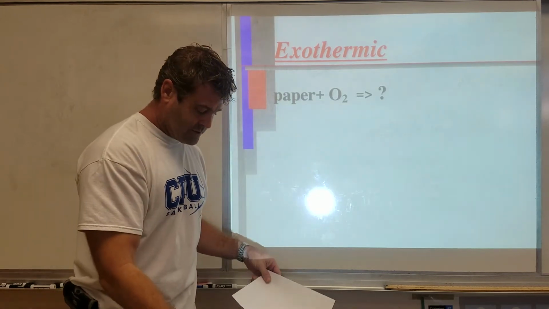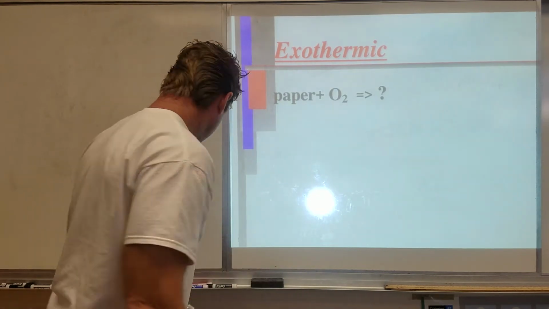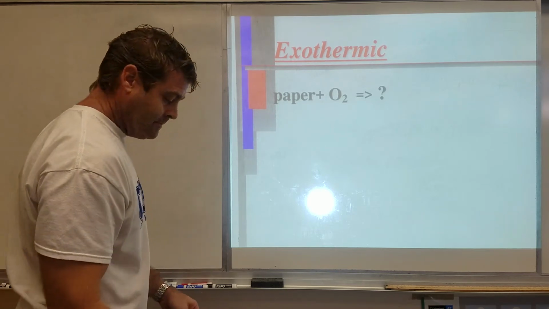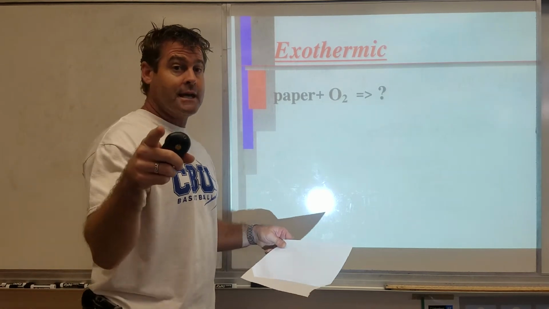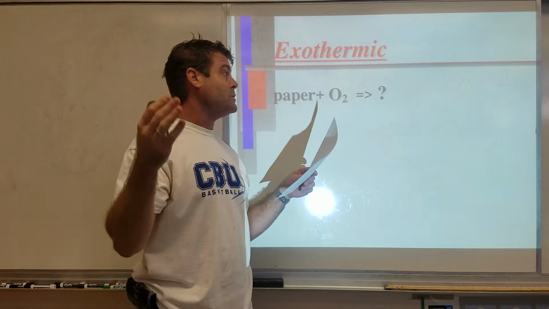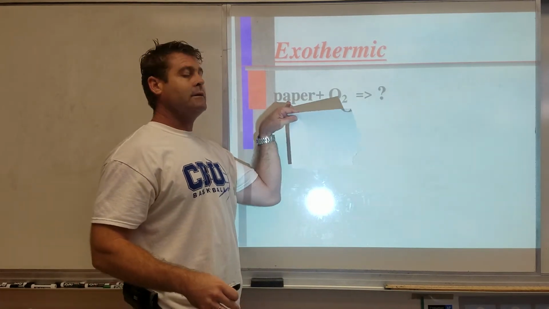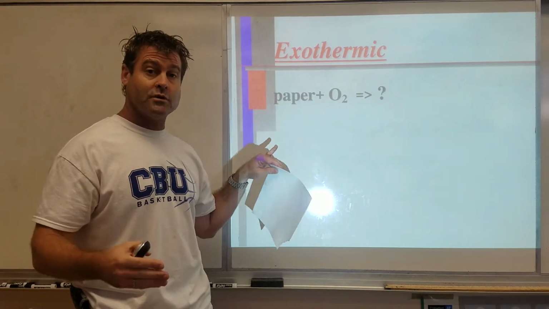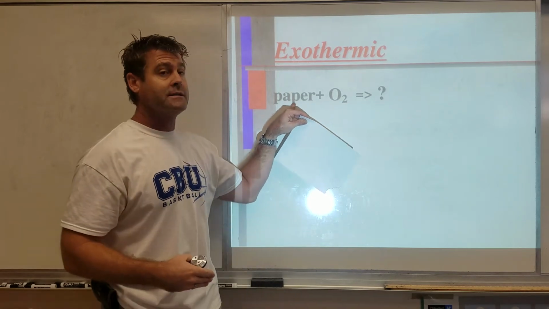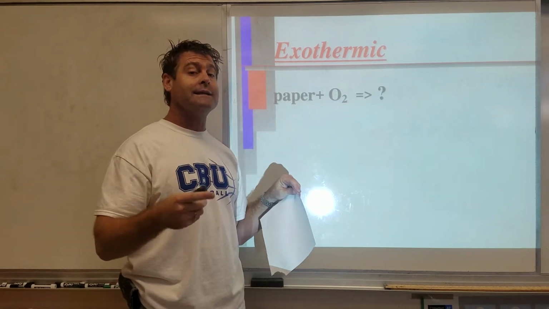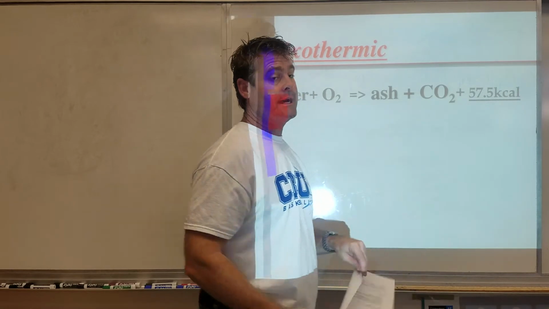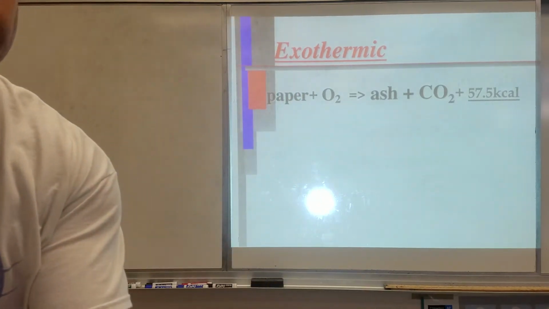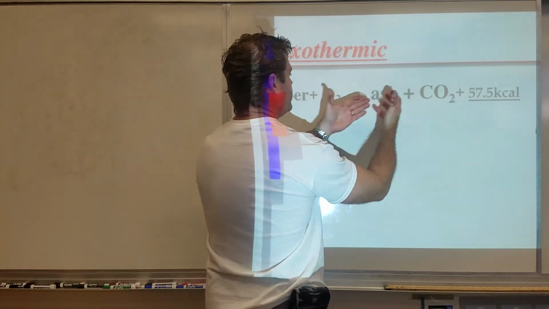What did we produce? Just for lack of better, we don't have to get exactly into it, but you might say ash. But a lot of times people forget, what else is produced whenever a carbon-based substance reacts, and paper is organic, it's carbon based, with oxygen? A byproduct is also carbon dioxide. Now this is what should be new. So these are the reactants that reacted and these are the products that formed.